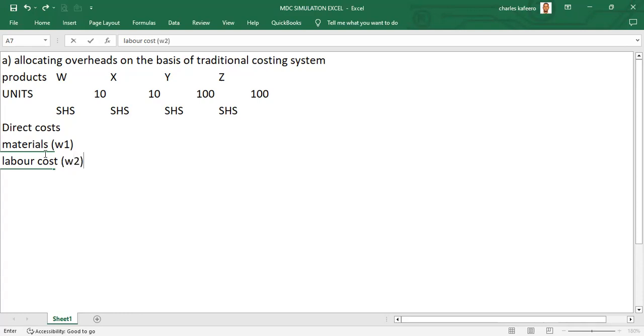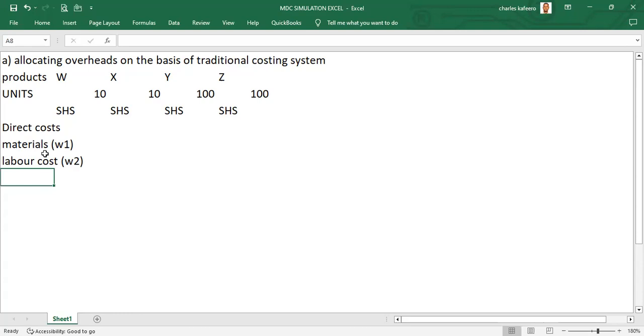Since they have given us the direct labor hours per unit, remember for product W, we are having 10 units. It means each unit requires 1 hour. But we have the labor cost per hour. So we have to compute the direct labor cost.